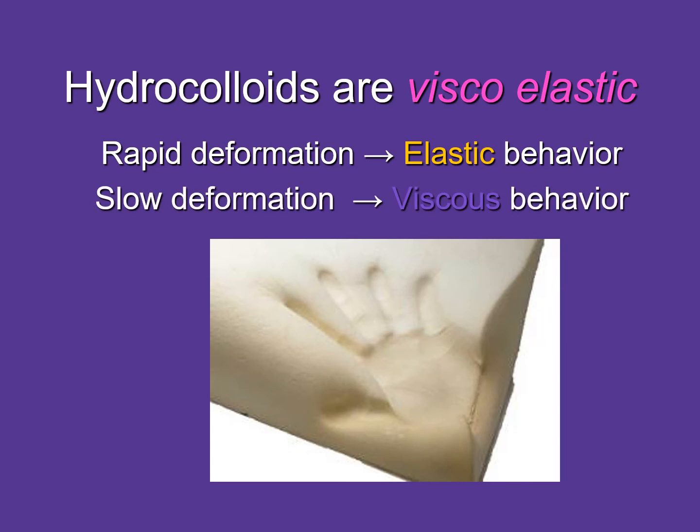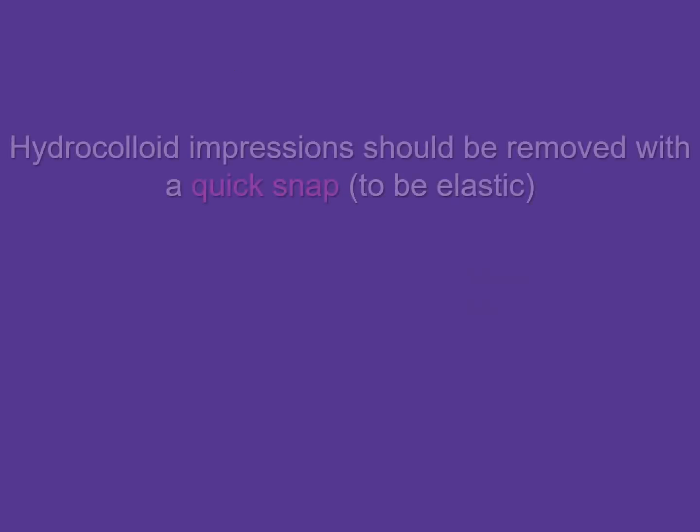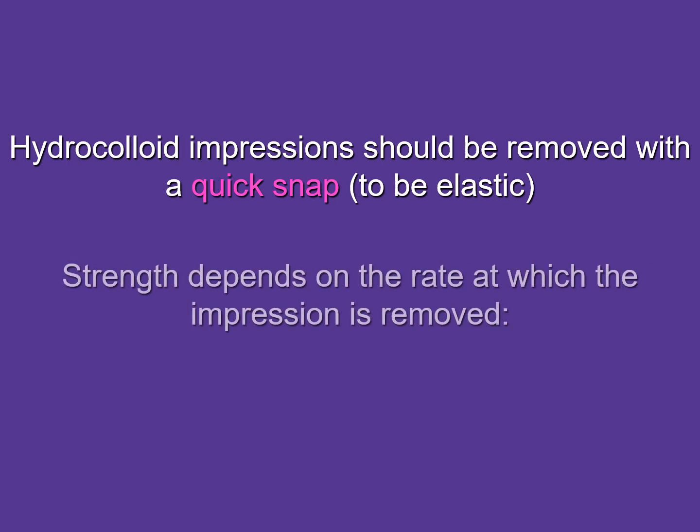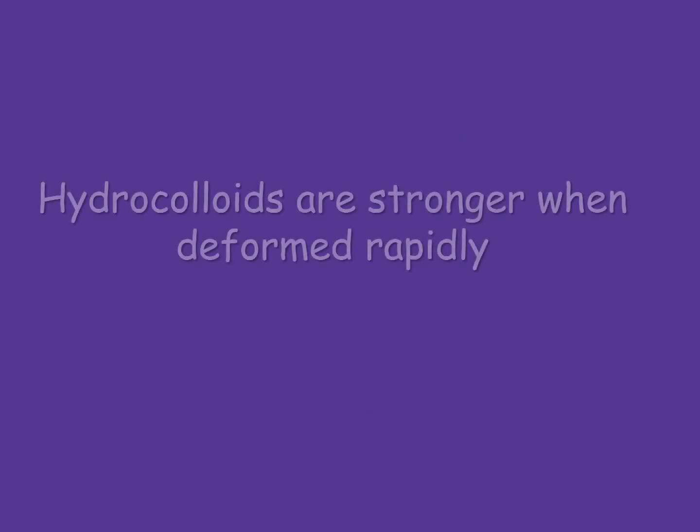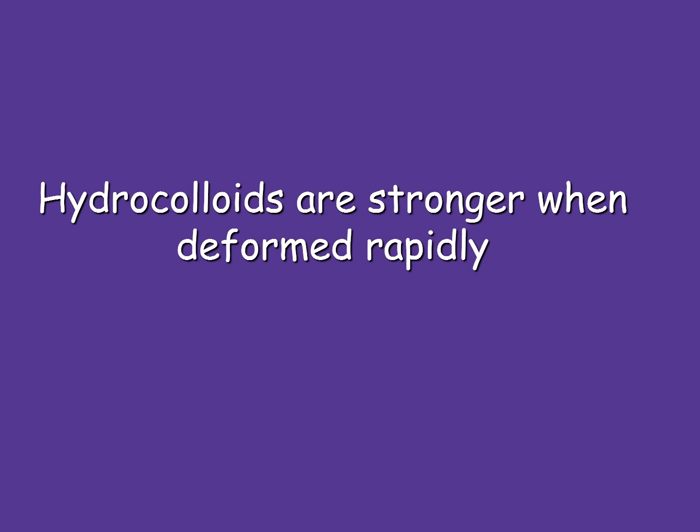Hydrocolloids are viscoelastic. The elastic behavior is responsible for the rapid deformation. The viscous behavior is responsible for the slow deformation. Since hydrocolloids are highly viscoelastic, they should be removed with a quick snap to be elastic. The strength depends on the rate at which the impression is removed. Higher rates result in higher compressive and tear strength. Hydrocolloids are stronger when they are deformed rapidly.